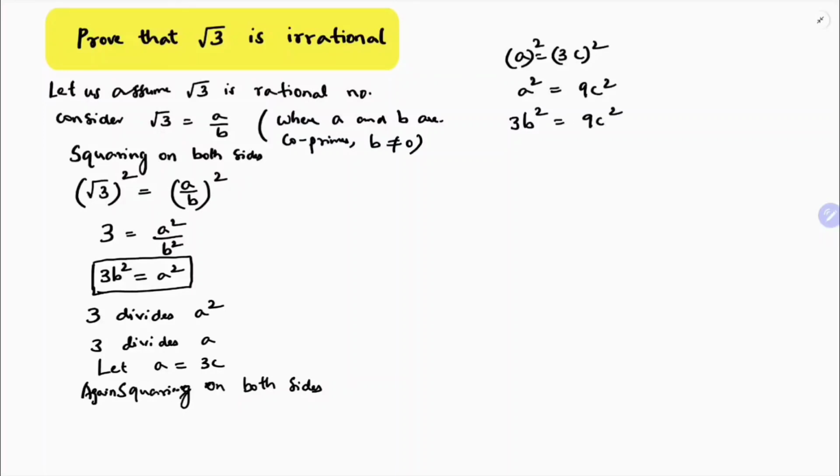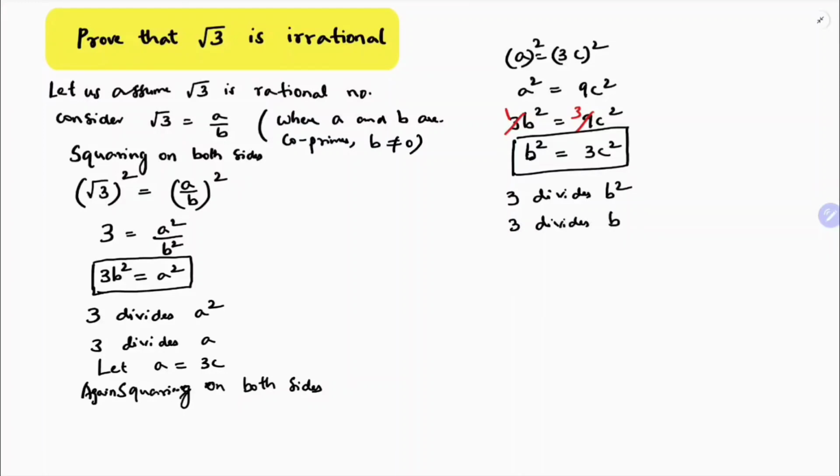If you cancel 3 times 1, 3 times 3, I'll get b square equals 3c square. So here 3 divides b square. 3 divides b square, so definitely 3 divides b.